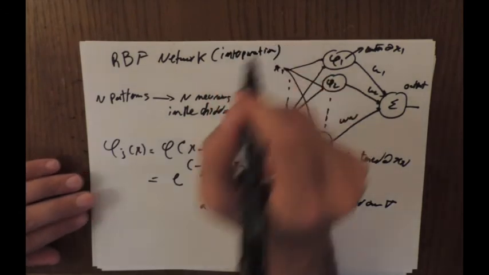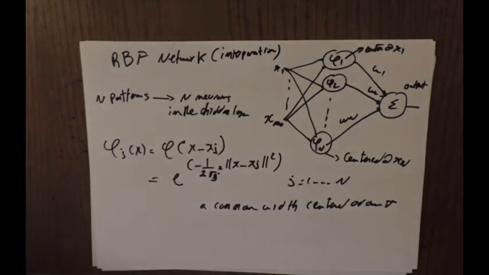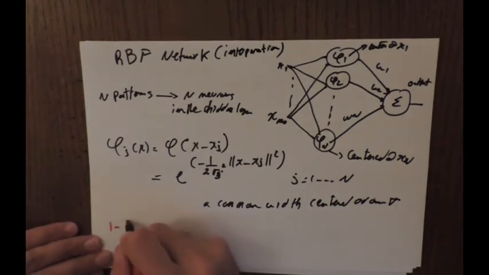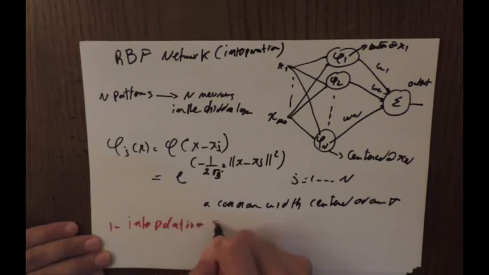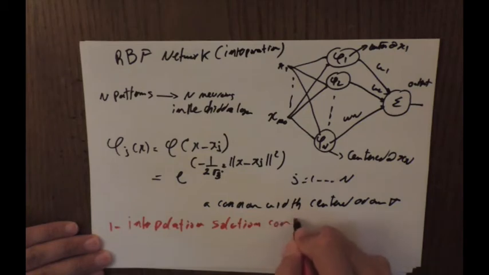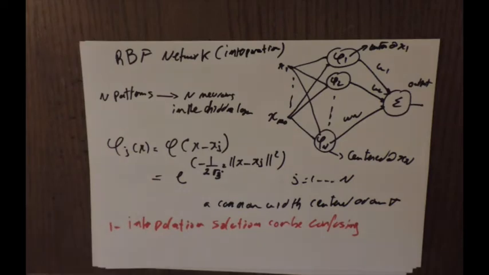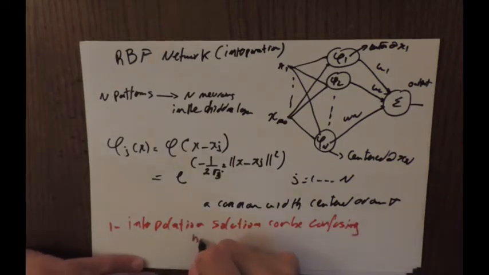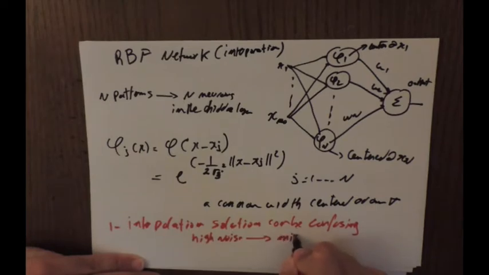However, solving this as an interpolation problem, we have some problems here. First is that the interpolation solution can be confusing in this case. In what sense? It can lead to misleading results, especially when we have high noise. So with high noise we have misleading results.